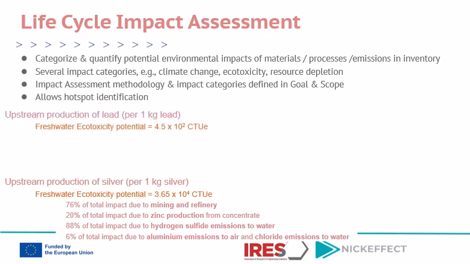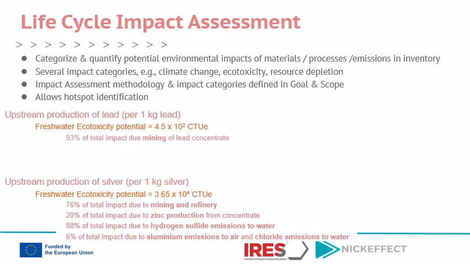And I think it is an interesting comparison to make at this stage between silver and another metal with quite known high toxicity, that is lead. So in terms of freshwater ecotoxicity potential, when I compare 1 kilogram of silver with 1 kilogram of lead, what is interesting to notice is that silver has a much higher freshwater ecotoxicity potential. So we are looking at 3.6 times 10 to the power of 4 versus 4.5 times 10 to the power of 2 for lead.